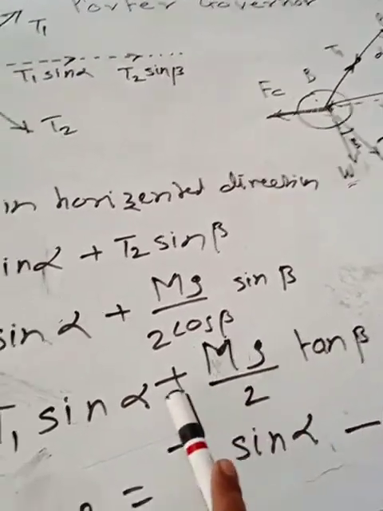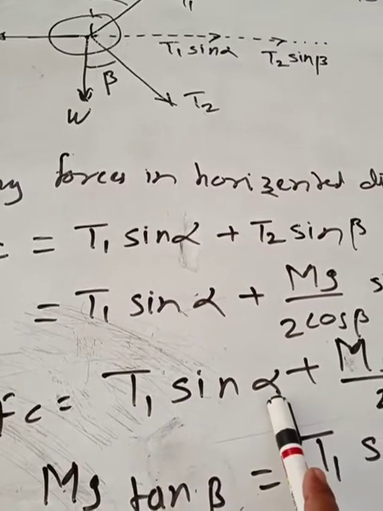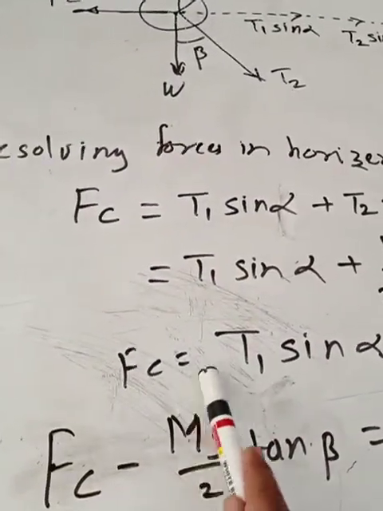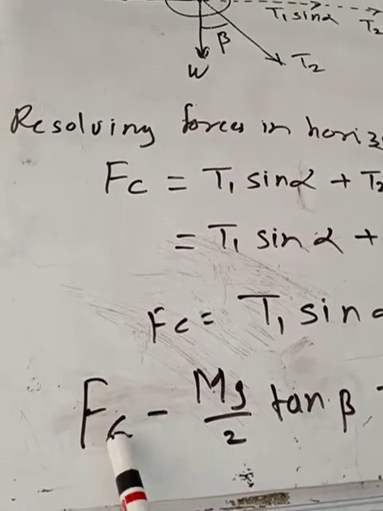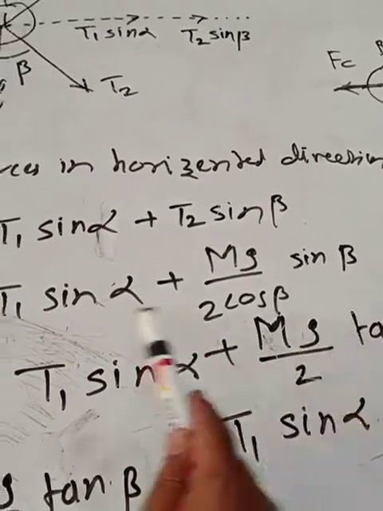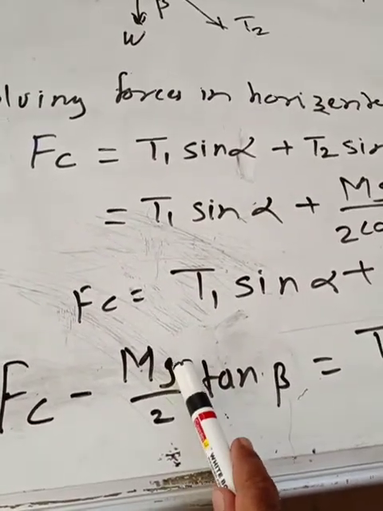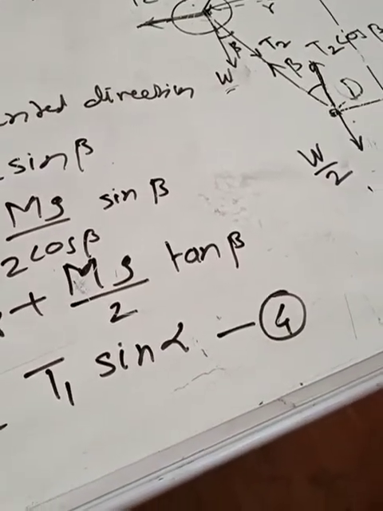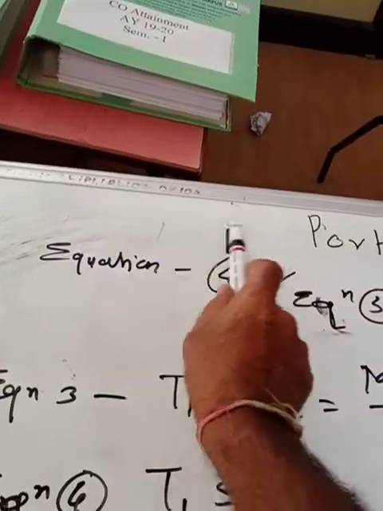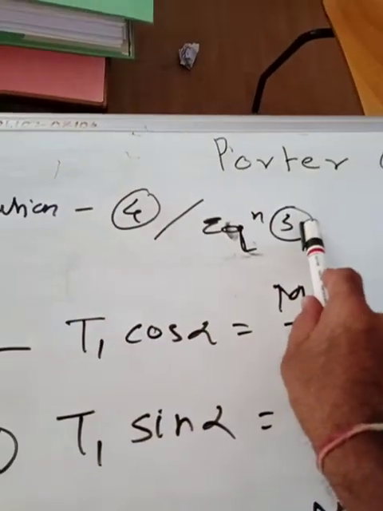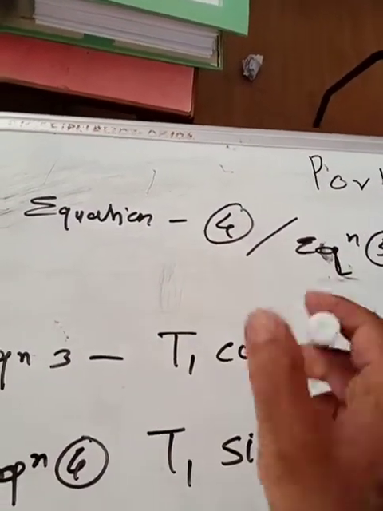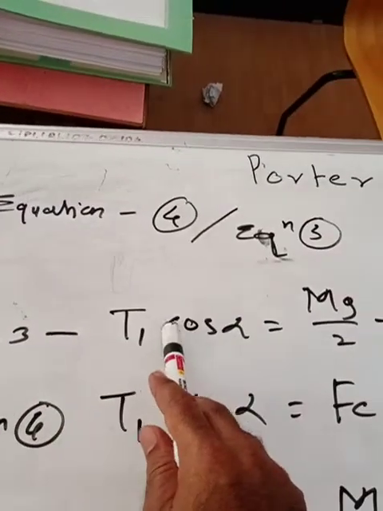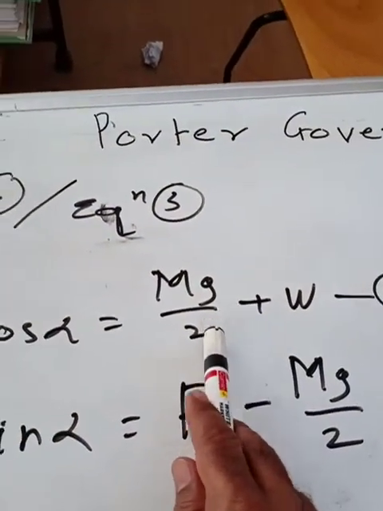Now we are interested in calculating the value of this T1 sin alpha. So to calculate this T1 sin alpha, we have to take this quantity to the other side of the equal sign. So here we write F suffix C minus capital M g divided by 2 tan beta is equal to T1 sin alpha. We'll say this is equation number 4. Now we have already calculated equation number 3. So we are going to divide equation number 4 by equation number 3. Our equation number 3 was T1 cos alpha is equal to mg divided by 2 plus w.